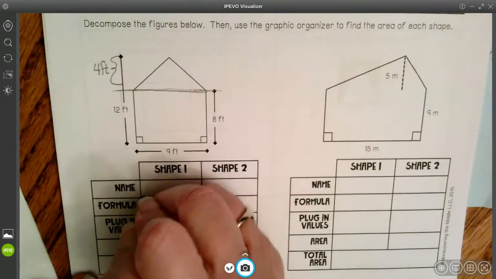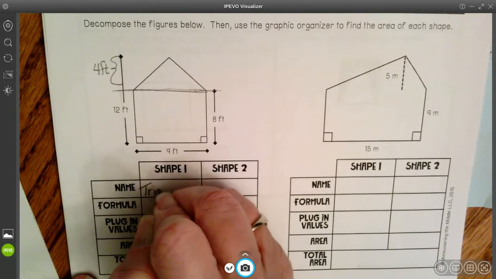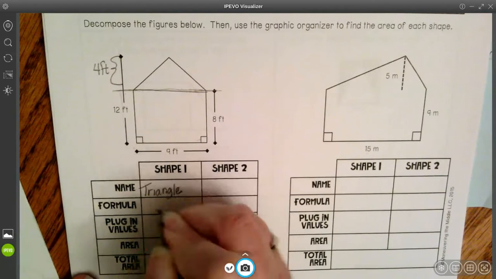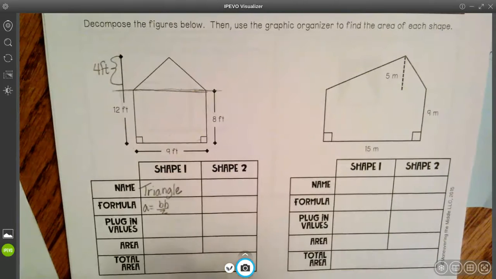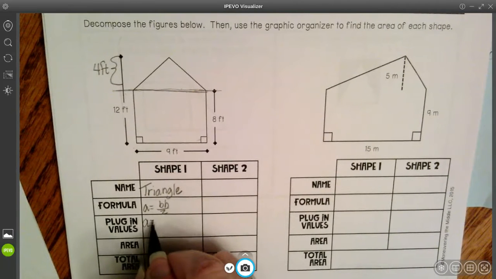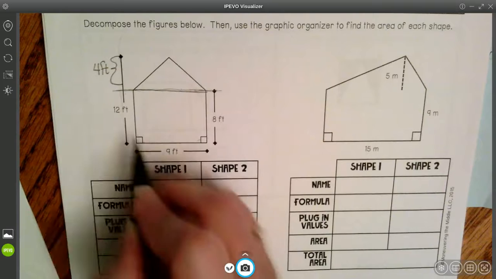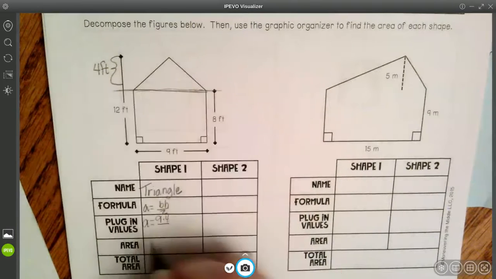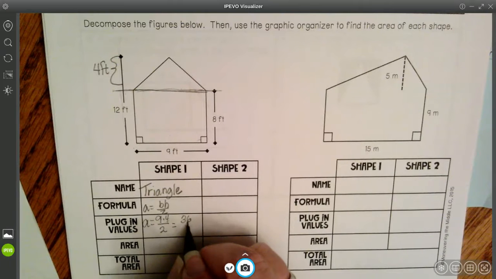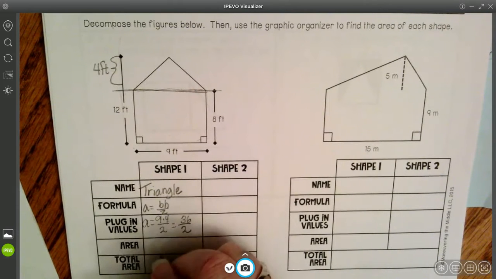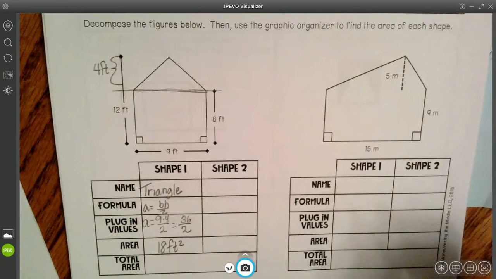So let's look at doing this. So first of all, let's find the area of the triangle. So we can use area equals base times height divided by 2. Okay, so now we're going to put in our values. Area equals our base, which is 9, I'm sorry, 9 times 4, because we've got our 9 here, times our 4 for our height, divided by 2. Okay, 9 times 4 is 36. And 36 divided by 2 is 18 feet squared, because we're talking about feet up here.